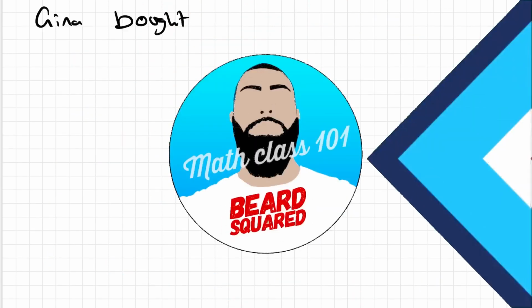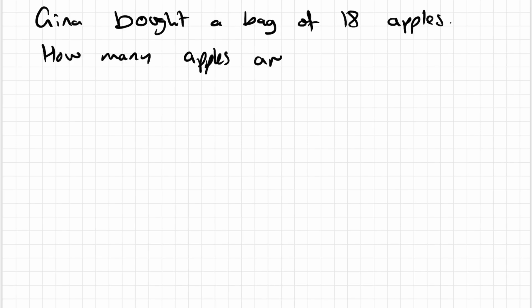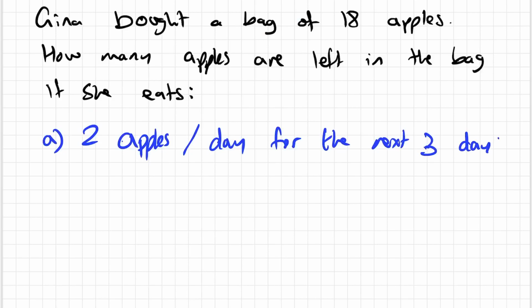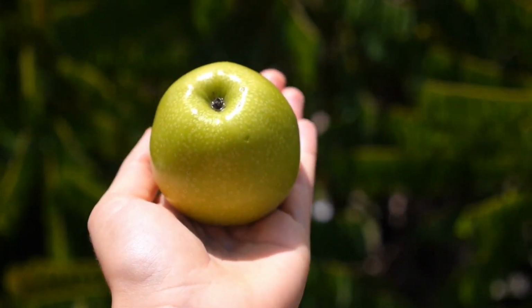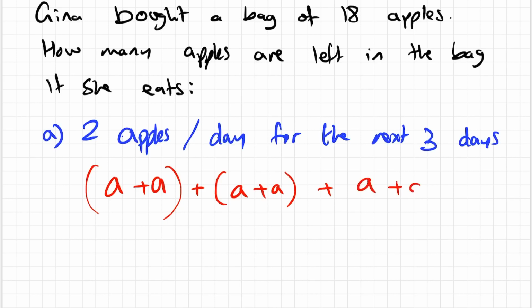So here's a question. Gina bought a bag of 18 apples, okay? The question is, how many apples are left in the bag if she eats 2 apples per day for the next 3 days? Remember, an apple a day keeps the doctor away. Gina's smart. She's eating 2 apples a day. Really what we're looking at is the sum of the product, isn't it? So she ate 2 apples per day, so we had A plus A. She ate that again for a 2nd day, A plus A again, and she's done that again for a 3rd day. That's day 1, that would be D2, and then that would be D3.